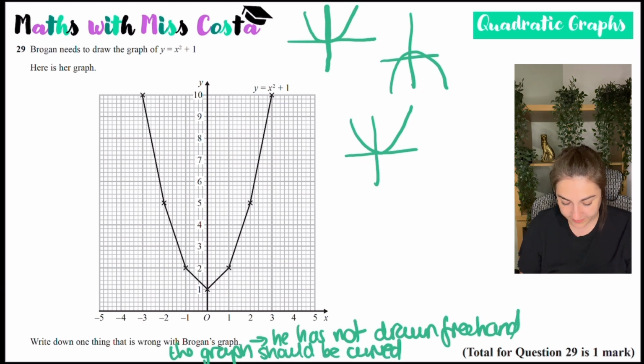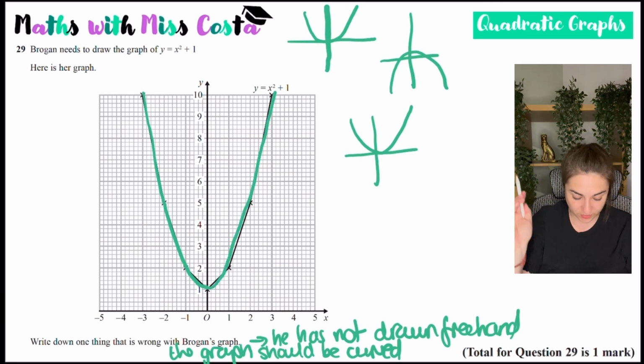So what has he done wrong? He's joined the points together with a straight line when they should have been joined like this. Okay, so whenever you draw a quadratic graph, you always join the points with a smooth curve.